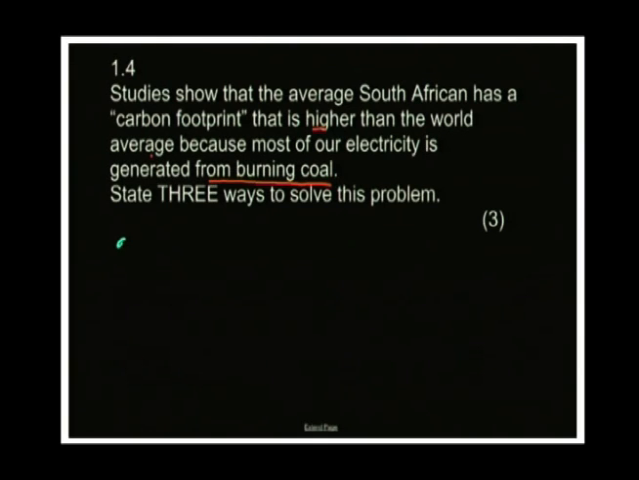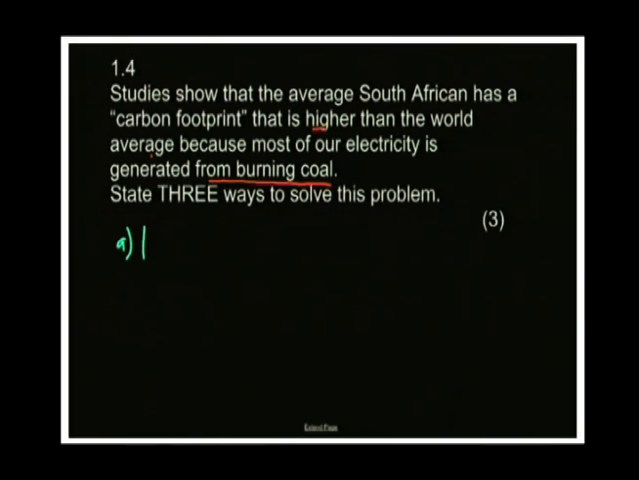Okay. The first one is we have to plant trees. The more trees we plant, the more CO2 is absorbed by the trees and the more valuable oxygen will be released. So we must encourage the planting of trees. And we must discourage the cutting of trees. So we encourage the planting of trees and discourage the cutting of trees.